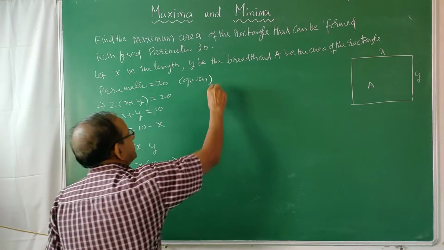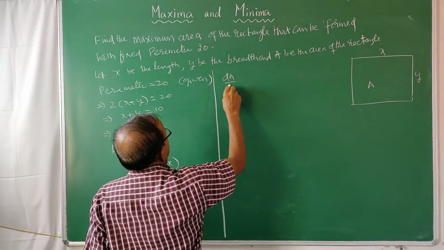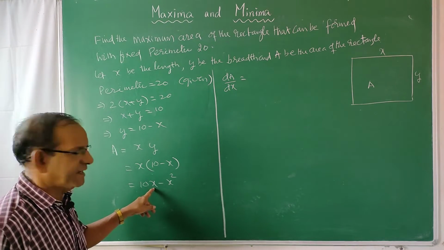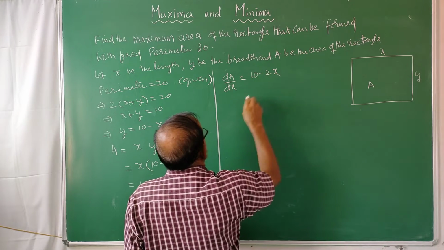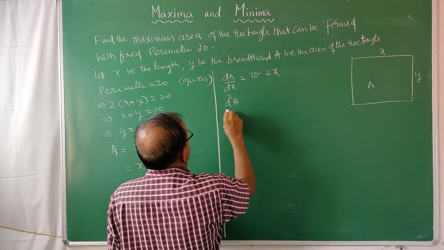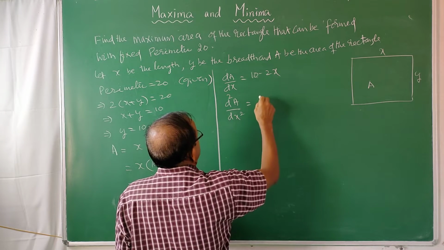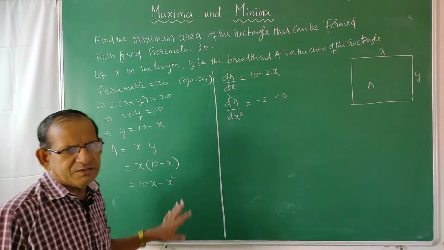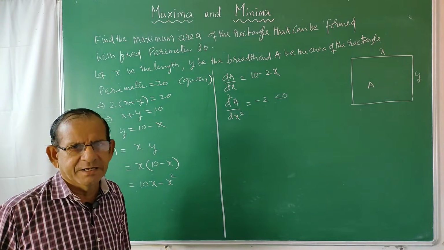Now what is dA by dx? First derivative. 10x derivative is 10, x square derivative 2x. So 10 minus 2x. And its second derivative, d square A by dx square: 10 derivative is 0, 2x derivative is 2. So it is minus 2, this is negative. So only maximum value is possible for this, not minimum value, because the second derivative is definitely negative.